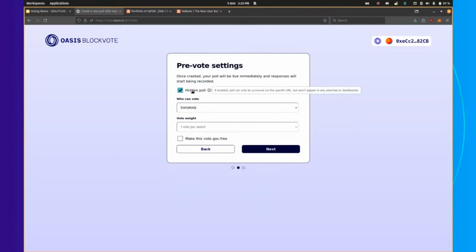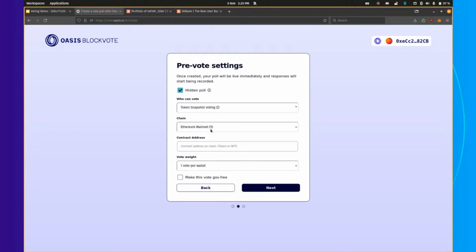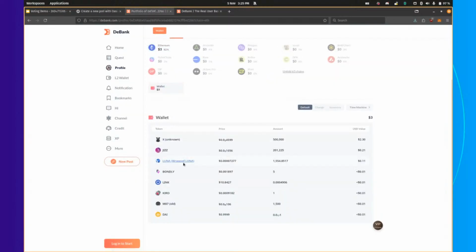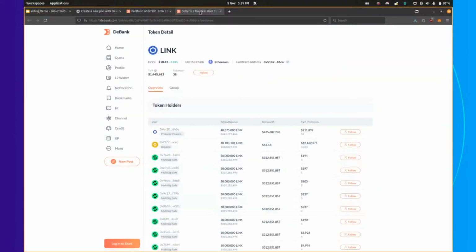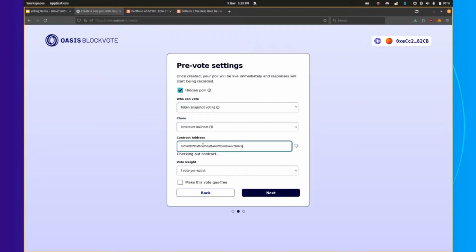So I'm going to create a hidden poll. This doesn't show up in the public list of polls because I only want this to be accessible to a few people. I'm also going to say token snapshot voting, on the Ethereum mainnet. Here I've got my test account, and I've got a Chainlink token. So we copy the contract address for that token and put it in here.